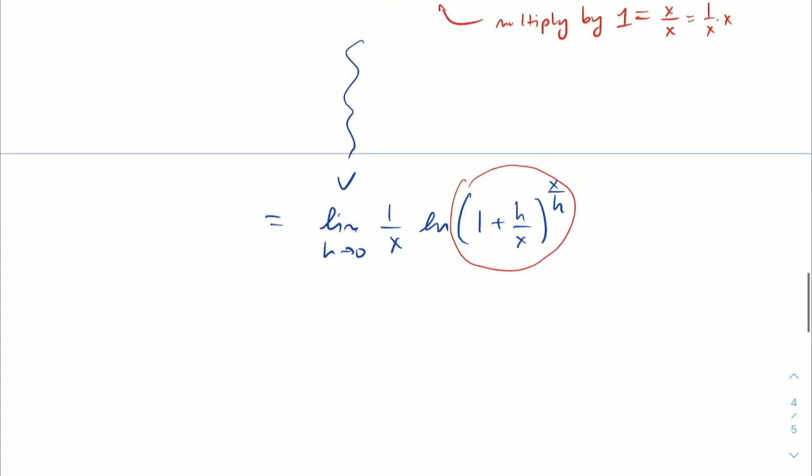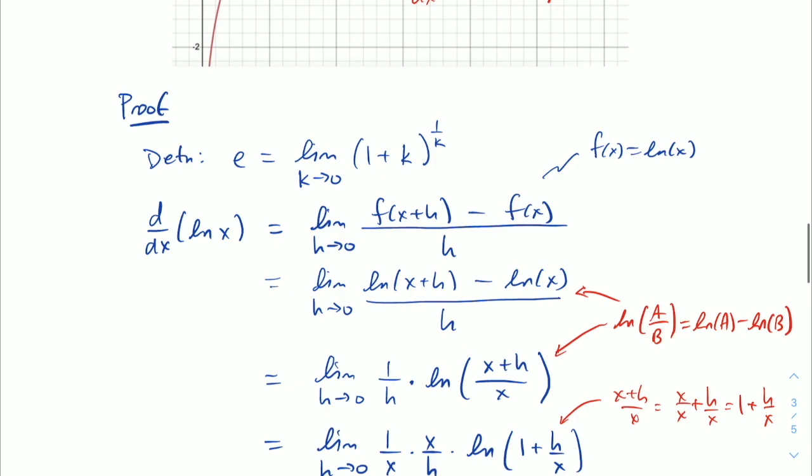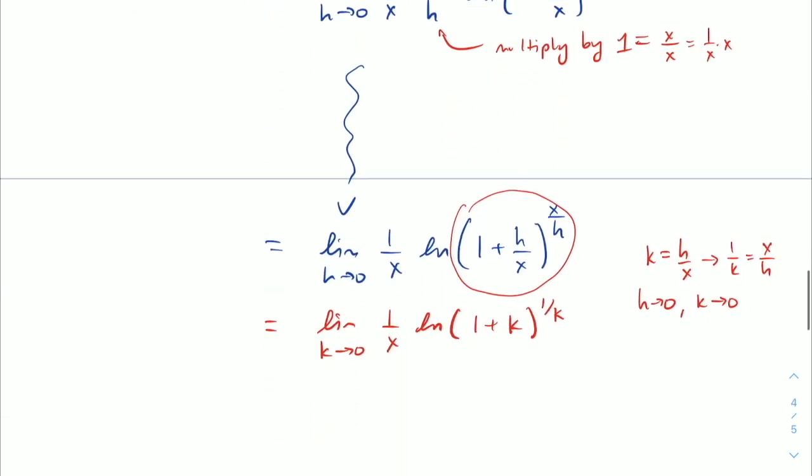In fact, if we make k equal to h over x, as h goes to 0, k is going to go to 0. So I can rewrite this limit as k goes to 0 of 1 over x natural log of (1 plus k), and then this x over h is the reciprocal of k. So 1 over k is x over h, and my power becomes 1 over k. All right, and that is e. (1 plus k) to the 1 over k as k goes to 0 becomes e.